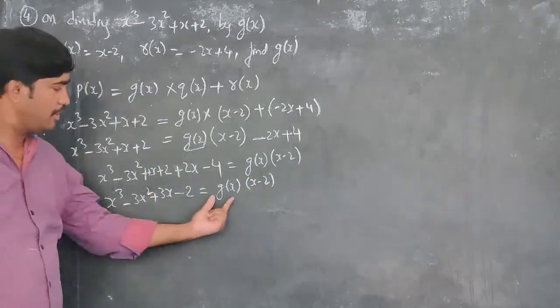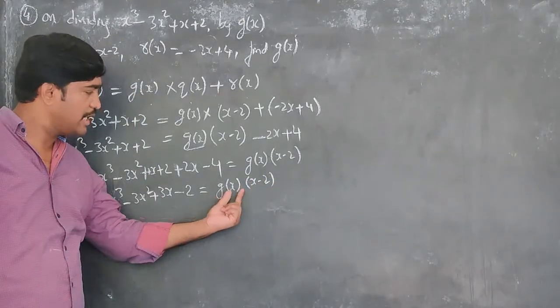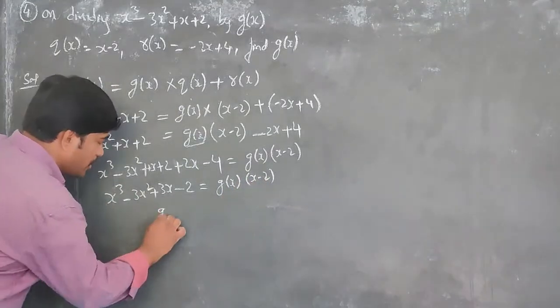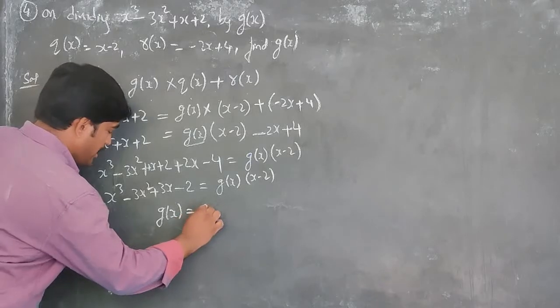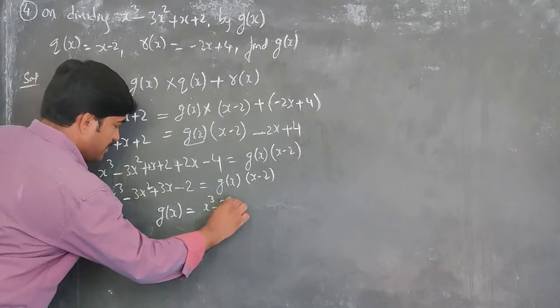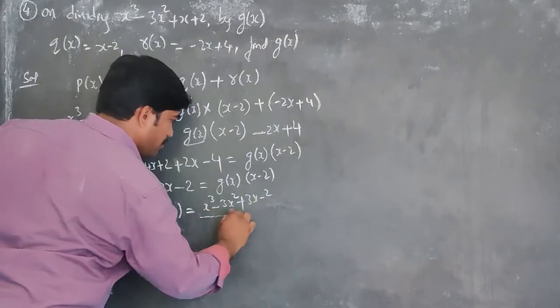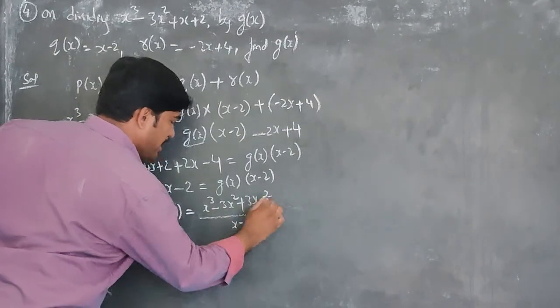Here I need to find out g of x. What is g of x? So this is in multiplication. I will bring this term to this side. So g of x is nothing but x cube minus 3x square plus 3x minus 2 by x minus 2.